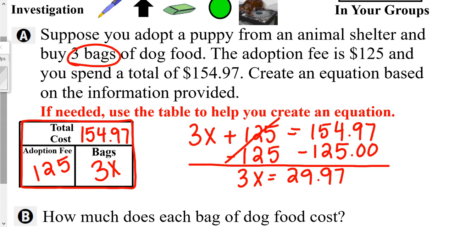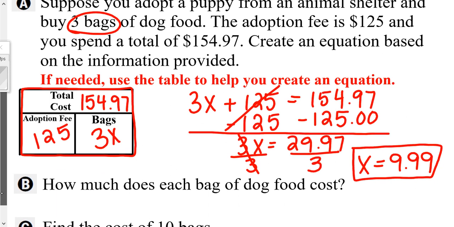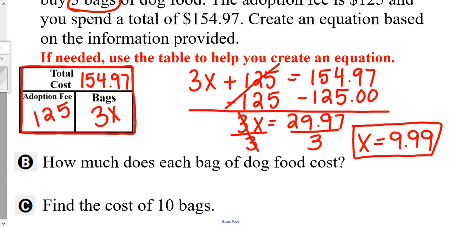Instead of multiplying by 3, we are going to divide both sides by 3. That's going to leave us with x equals 9.99. Now that 9.99 is going to represent the cost of each bag of dog food. So how much does each bag of dog food cost? That was what our variable represented. So therefore it's going to be $9.99.